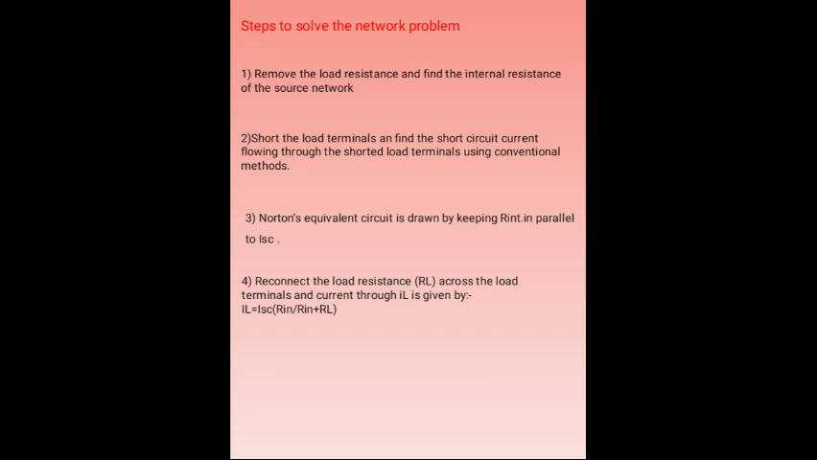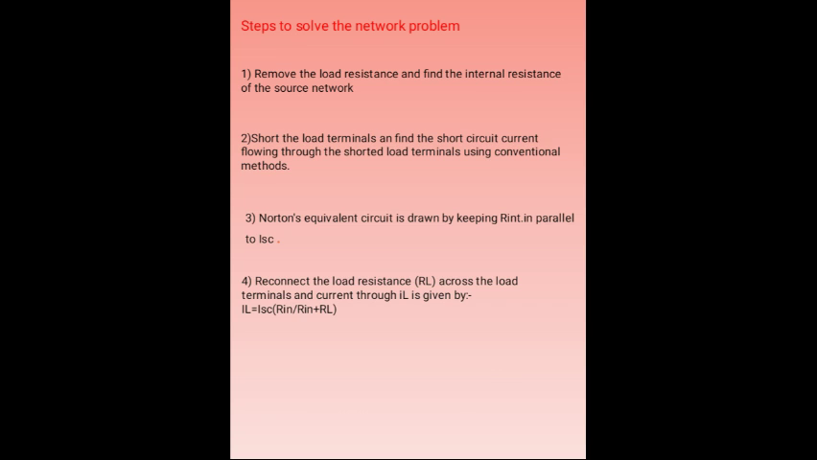There are some steps to solve a network problem using Norton's theorem. First step is to remove the load resistance and find the internal resistance of the source network. It means we have to find R internal, or the internal resistance of the source network. So first of all we have to remove the load resistance from the given network.